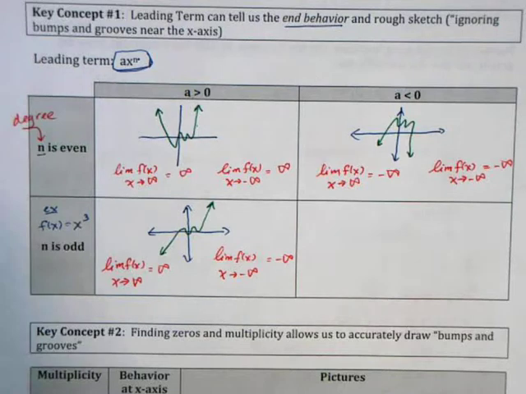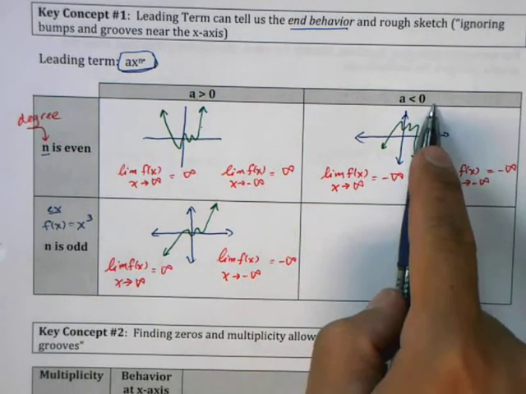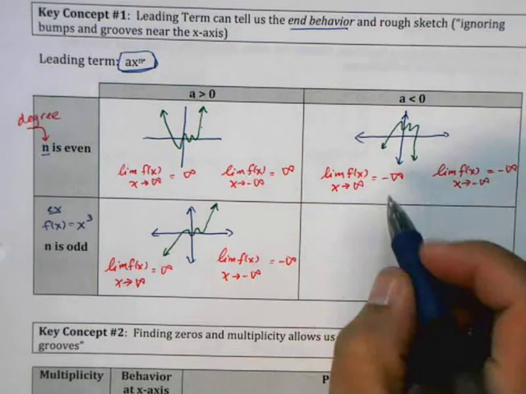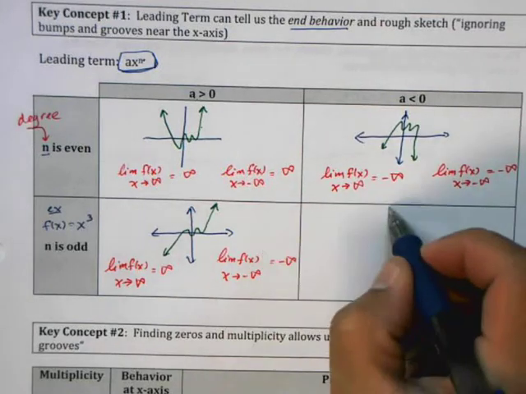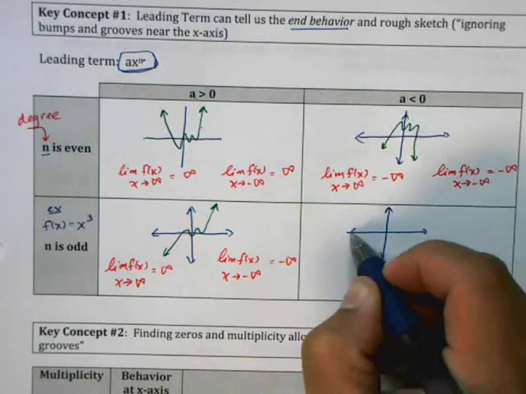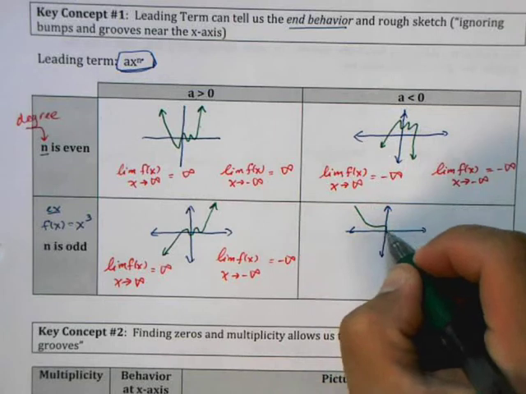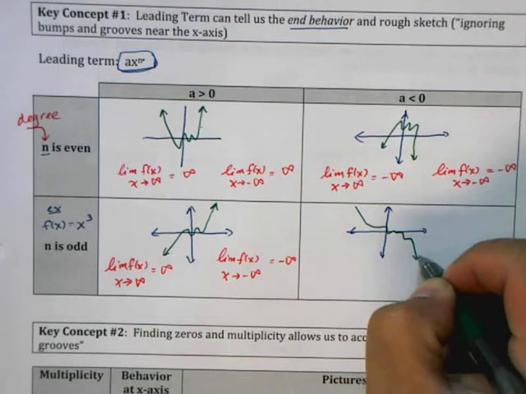Now, in that same scenario, if n is odd and the leading coefficient is negative, well, it's just a reflection of this. So if you had this graph and everything is flipped upside down, it's going to start up here, it's going to go do some weird stuff, and then it's going to go down.